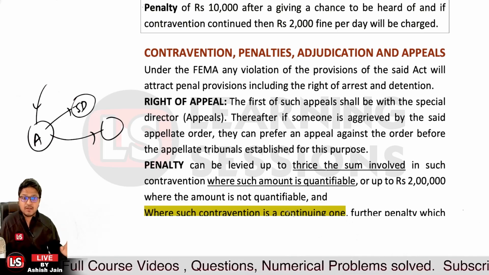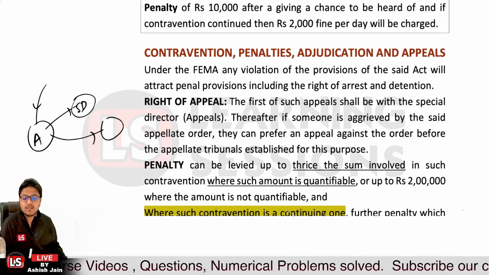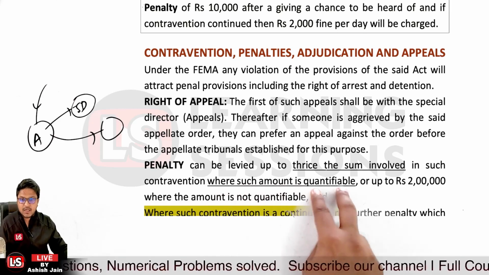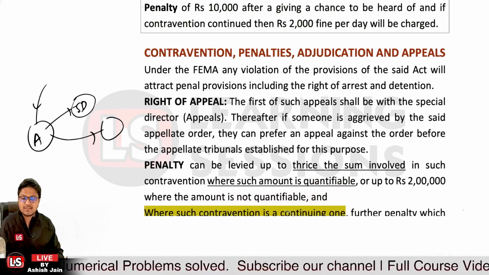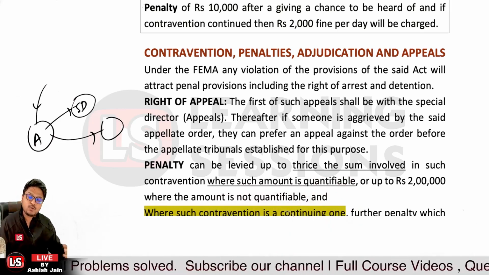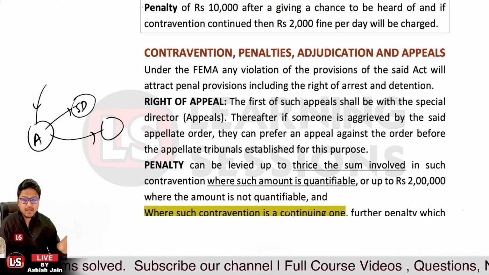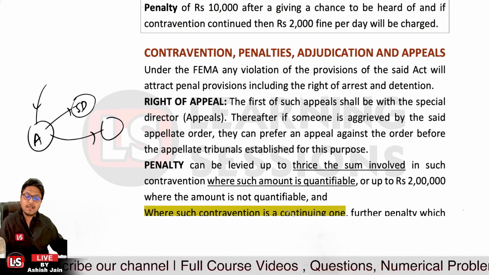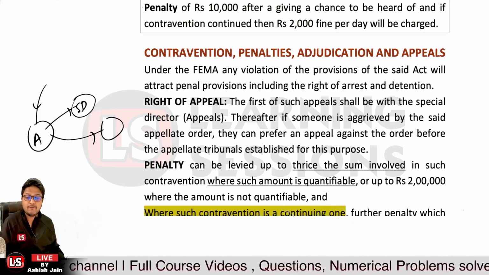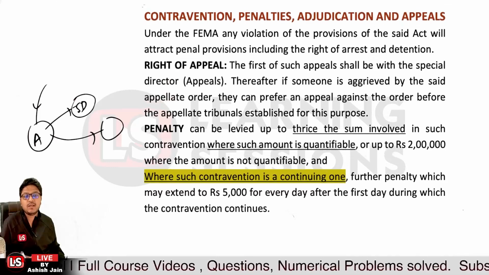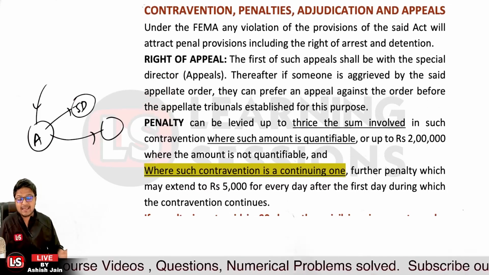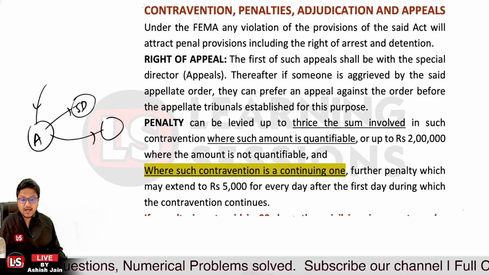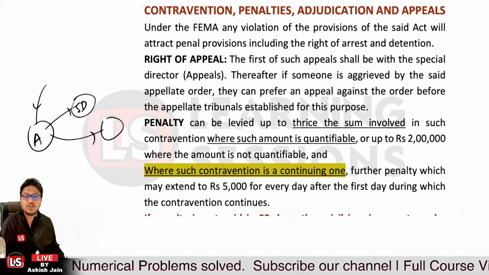And further, if the amount is quantifiable, in that particular case the penalty can be imposed up to 3 times the amount so involved. And if the amount involved is not quantifiable, in that particular case the penalty would be up to rupees 2 lakh. Okay, and further, if the contravention is a continuing one, in that particular case the penalty can be extended up to rupees 5,000 per day after the first day during which the contravention continues.